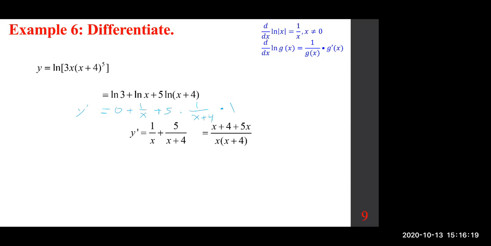Okay, 1 times x plus 4. I'm assuming everybody can add up fractions easily. 1 times x plus 4 plus 5 times x. That's what we get in the numerator, and the denominator is the product. And you keep it as a product. You don't have to distribute. And the numerator simplifies. x and 5x, they add up, and we are done. It's pretty straightforward.